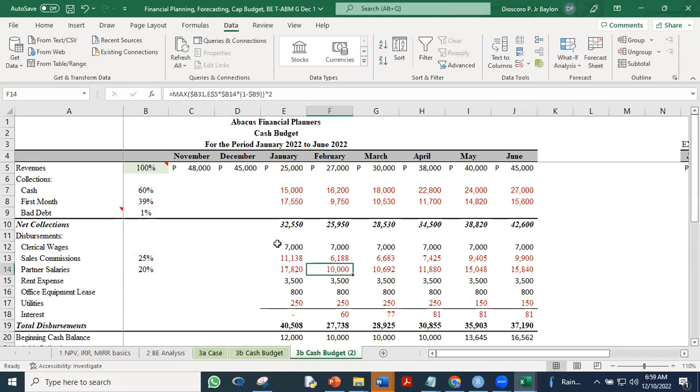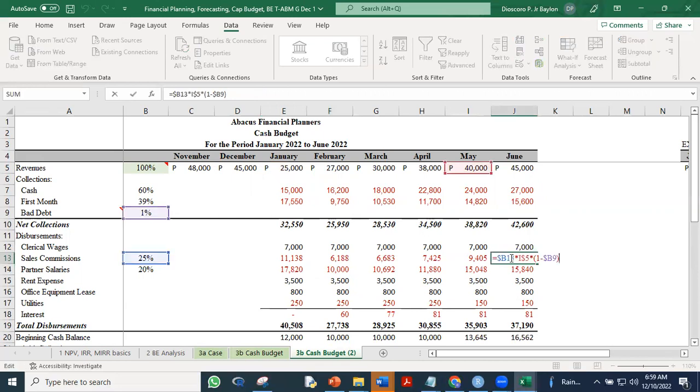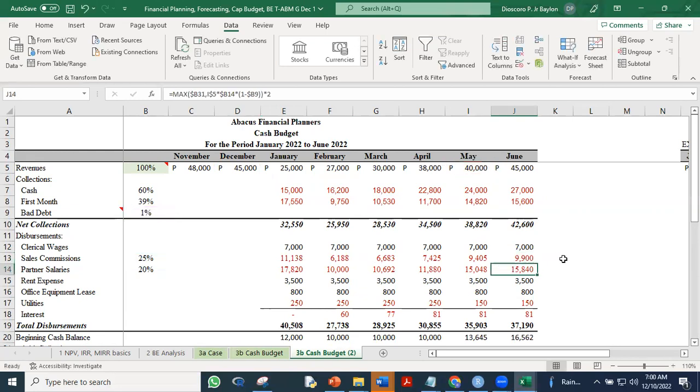Okay, and that's for all the other sales here. So the commission for June will be the sales of May multiplied by 25%, and then only 99% of that. That's why we're subtracting the 1%. So that takes care of the commission.